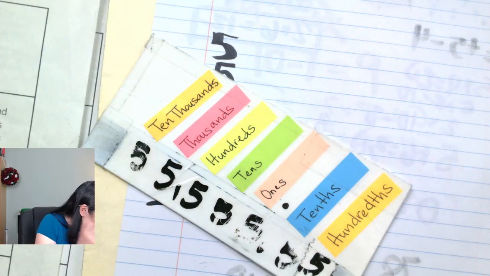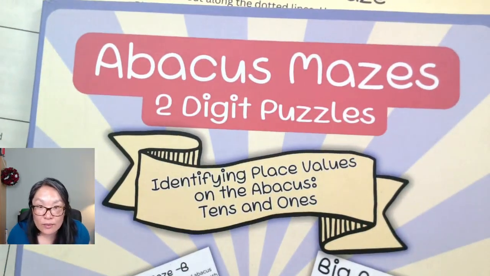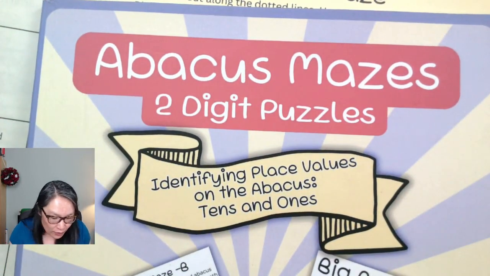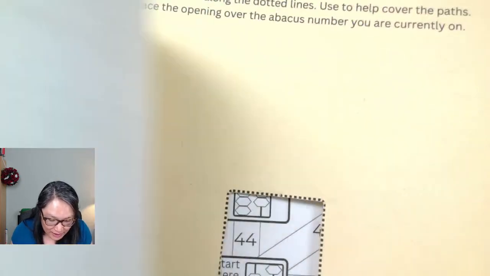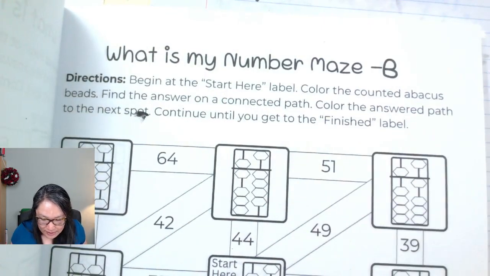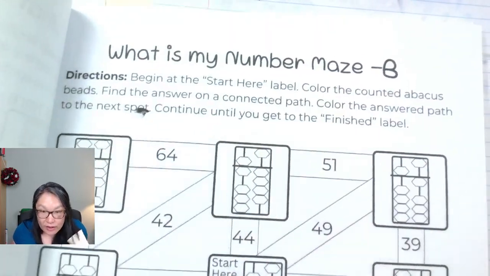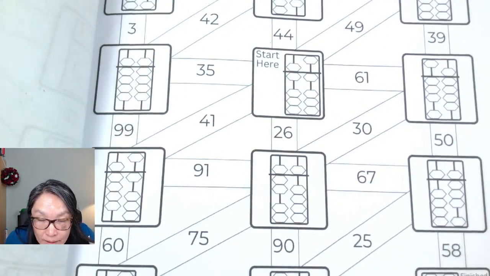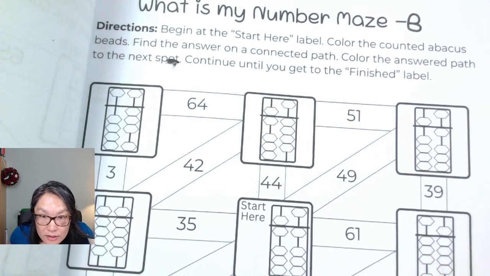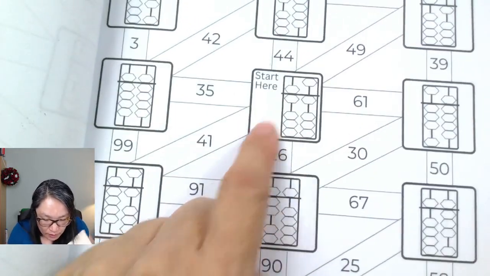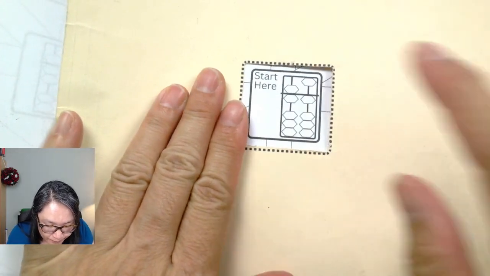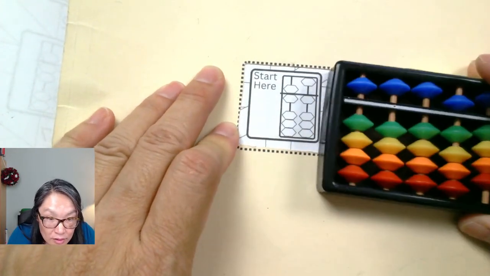Maria, if you have a 6-year-old, I would recommend working with how to read the abacus, and this one is the mazes. What this would be doing is getting them to understand how to read the abacus. So here's a maze, and what we're going to do is start here. We're going to figure out what this number is. So what is this number?